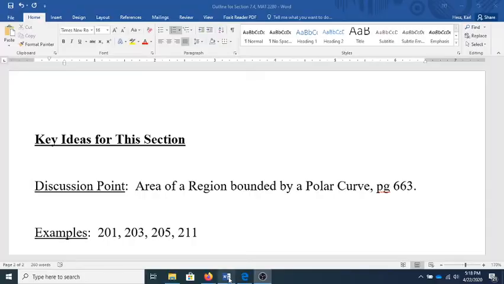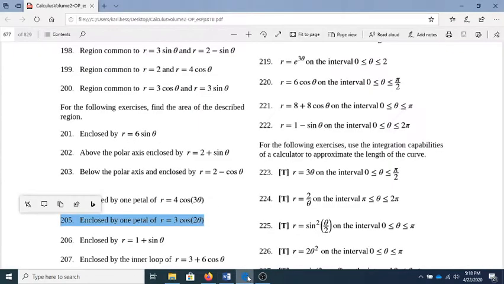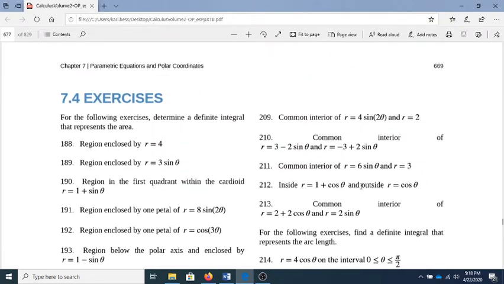So what did I say on the outline? 201, 203, 205, did them all. 211. Let's look at 211. There it is. Okay, we're still finding areas. We're finding the common interior of two curves. r equals 6 sine theta and r equals 3.